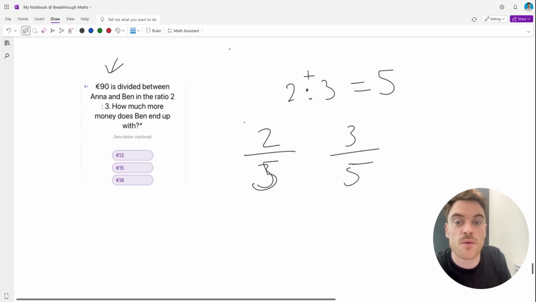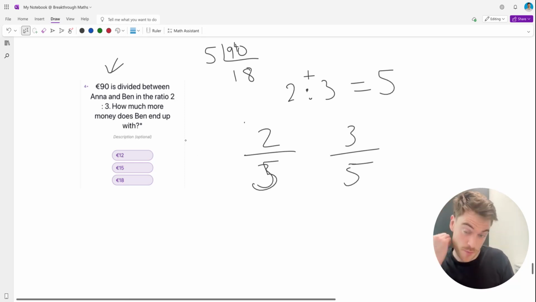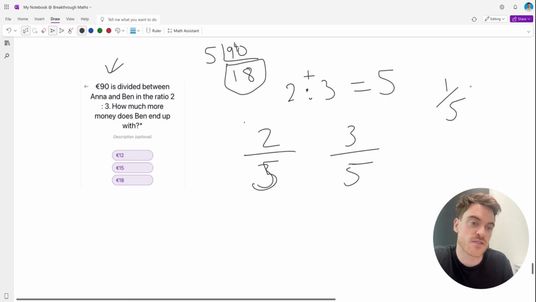Anybody? What's 90 divided by 5? What's 5 into 90? Goes in once. Remainder 4. 5 into 40? 8. 18. And so you can break it down. 1/5 is 18 because you found what 1/5 is.